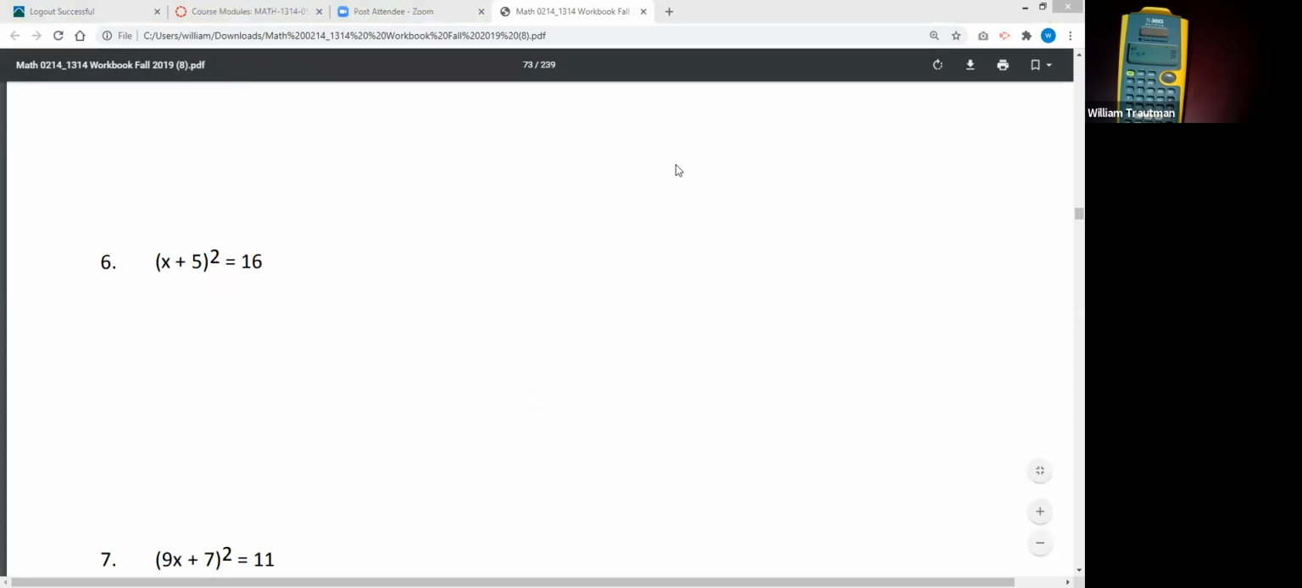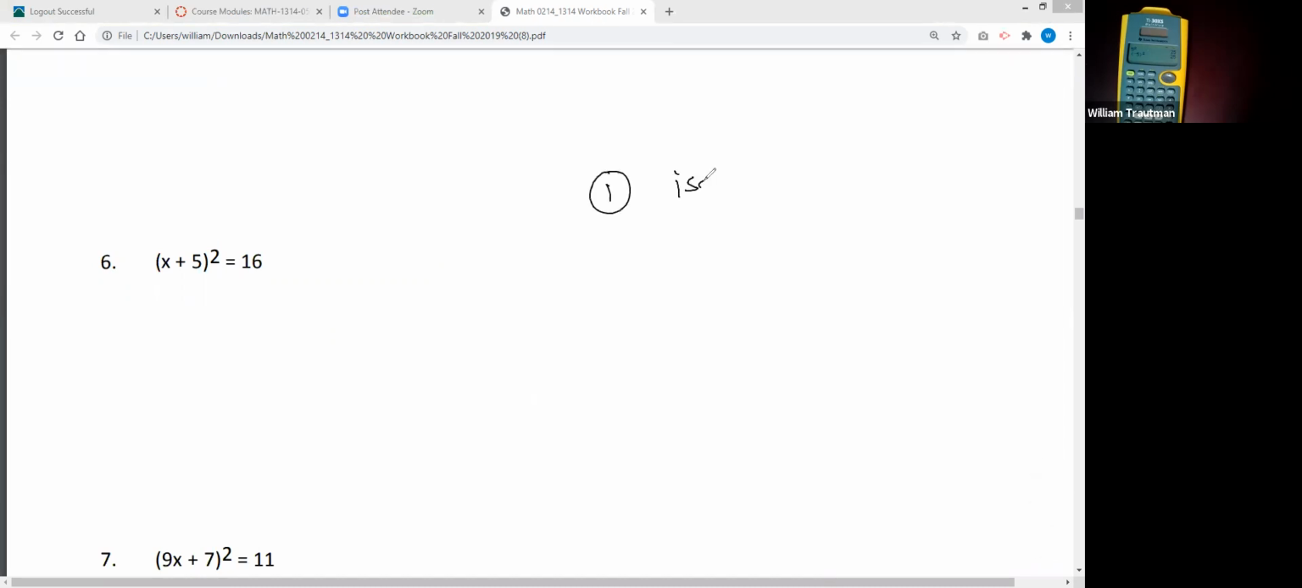So number 6. Step 1, isolate the x square, or the parentheses square, and it's isolated by itself. So we're good to go there. Step number 2, square root both sides. I'm going to square root this side, and I'm going to square root this side.